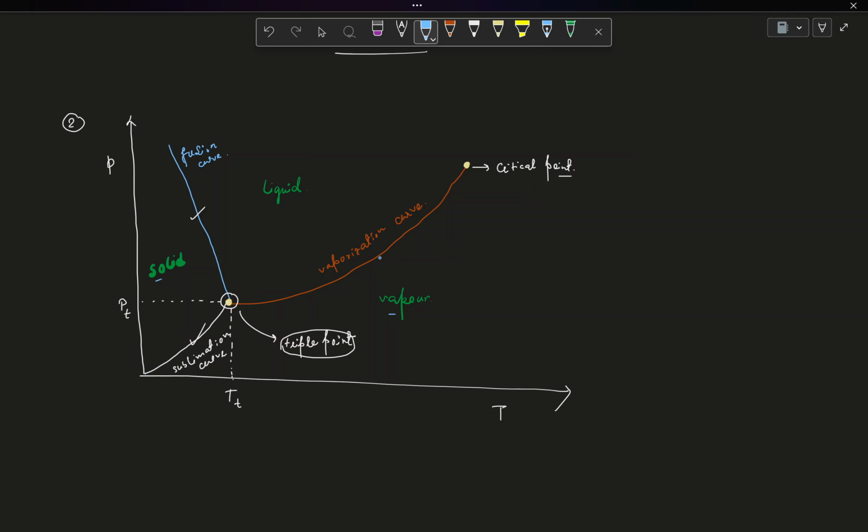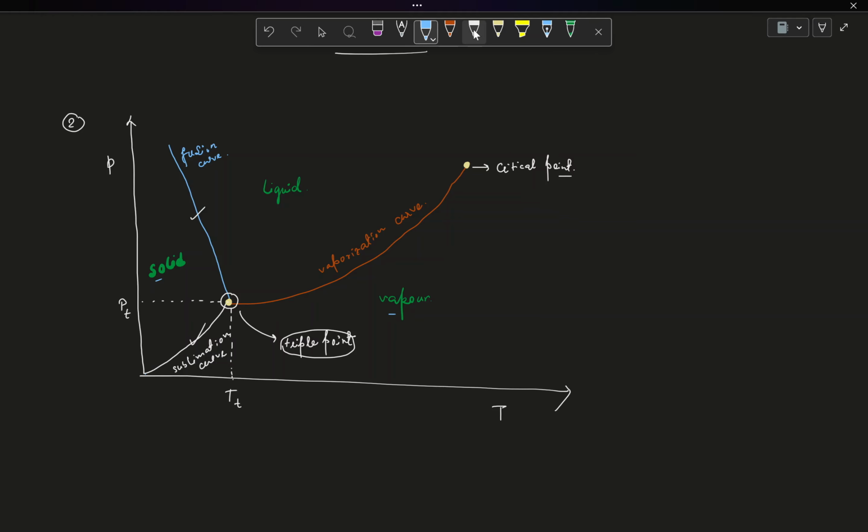Because all of them are drawn in a P versus T plot, obviously they will have an equation defined to them with the two terms P and T. The triple point is the most important one. This is the point at the intersection of all three curves. So basically this is the point where the substance can actually coexist in all three phases, solid, liquid and vapor. That is the idea of triple point: the substance can coexist in equilibrium as a mixture of all three phases, solid, liquid and vapor.